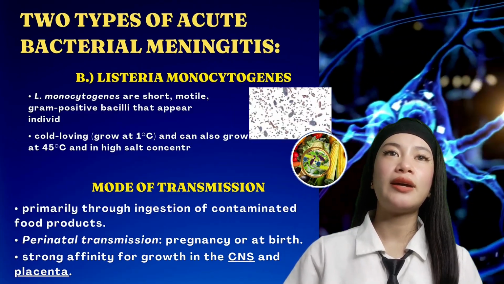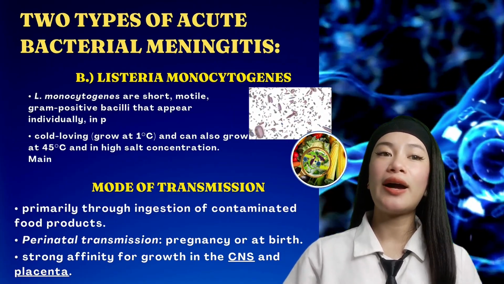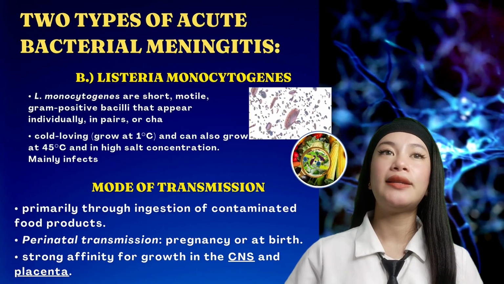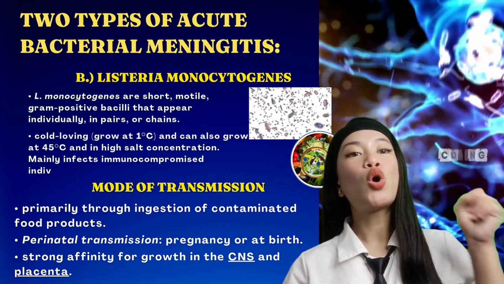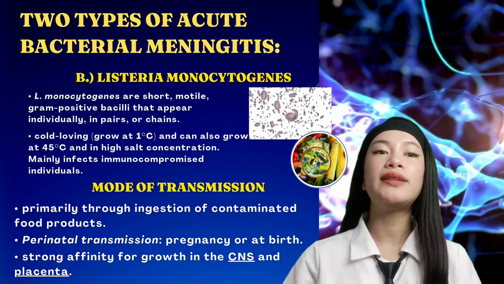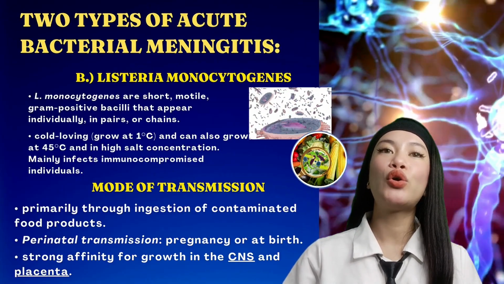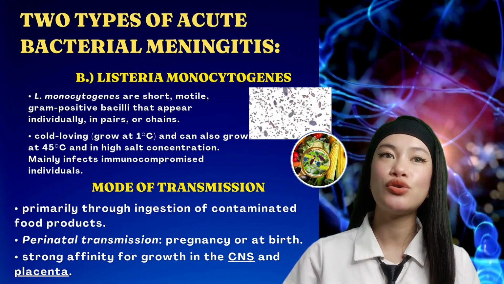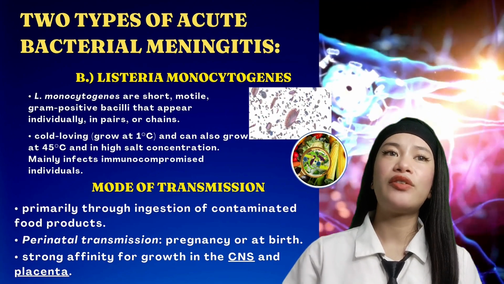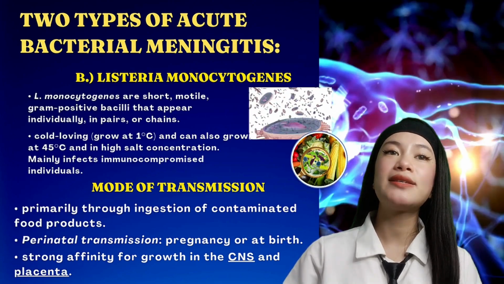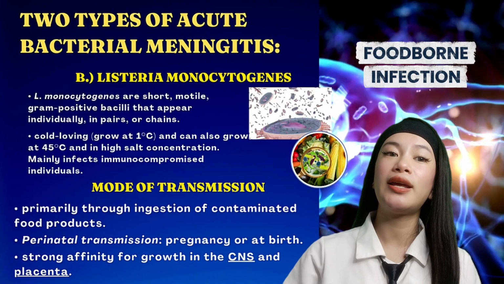L. monocytogenes are short, motile, gram-positive bacilli that appear individually, in pairs, or in chains. They are cold-loving, which grow at 1 degree Celsius and can also grow at 45 degrees Celsius and in high salt concentration. It survives in refrigerated foods, which makes it a common cause of foodborne infection.